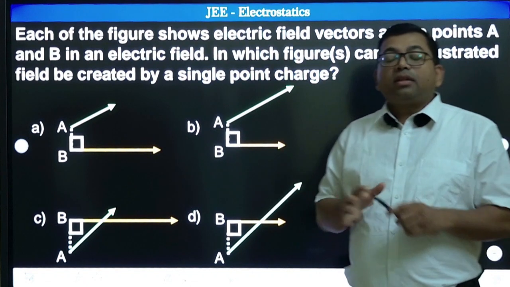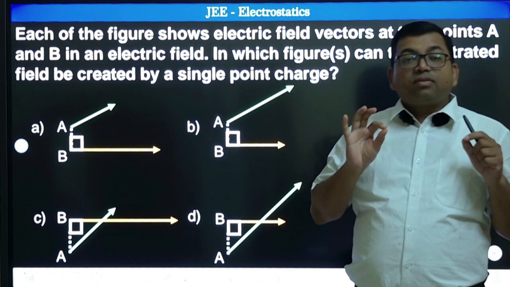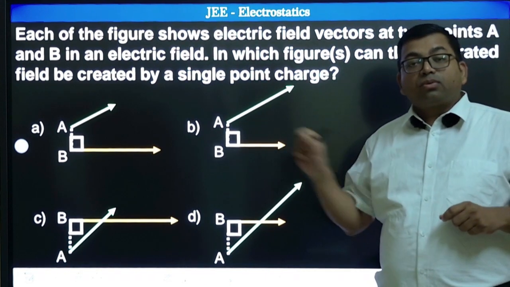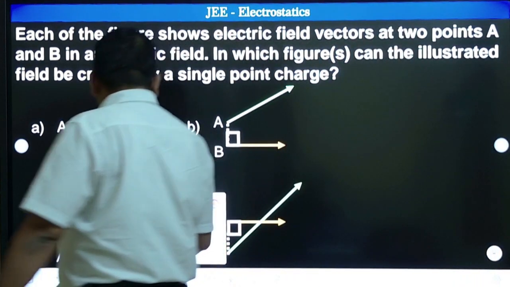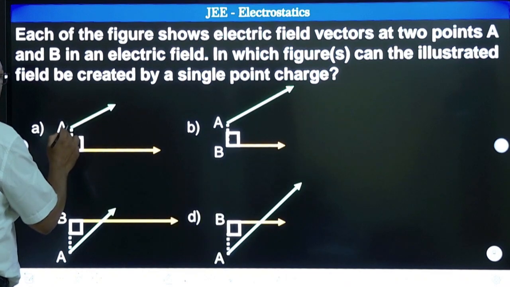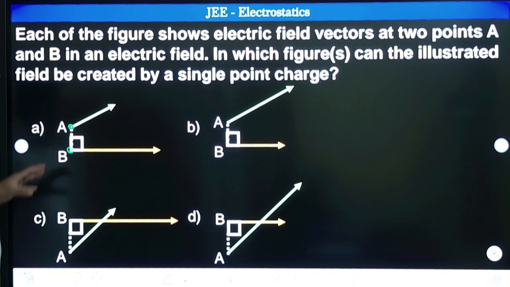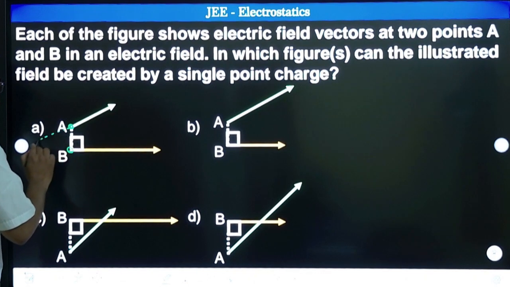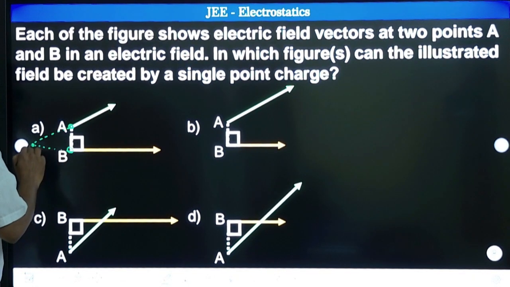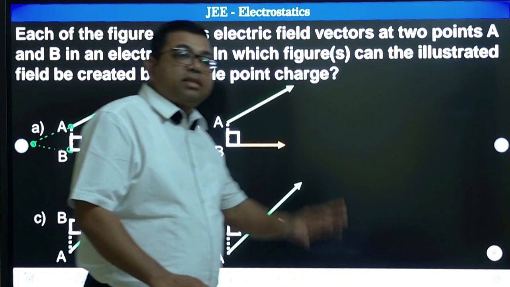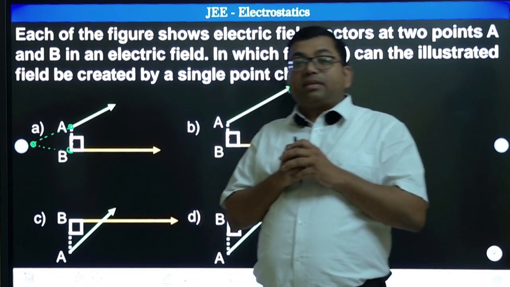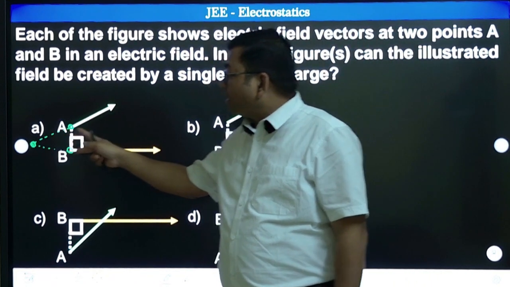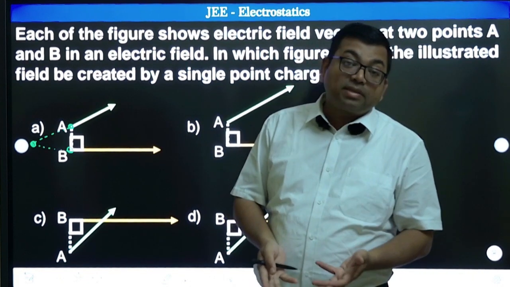Now the question is: in which case have these electric field lines been created by a single point charge? So let us go to each option and check. In the first one, at this point and this point, two field lines are there. Let us try to extrapolate and see where they meet. It looks like there is a point where these two field lines meet. That means the field lines must be emerging from that point, and because they are emerging, there must be a positive charge, obviously.